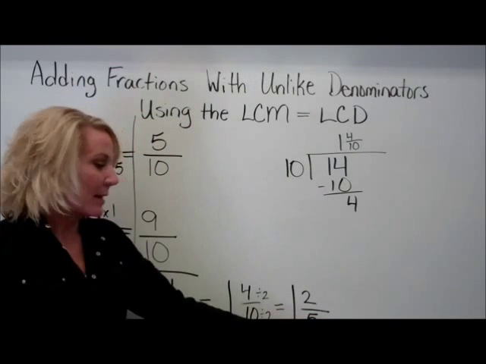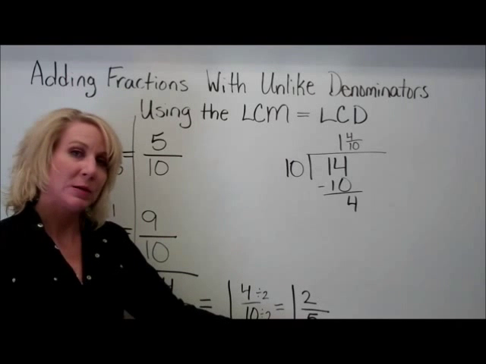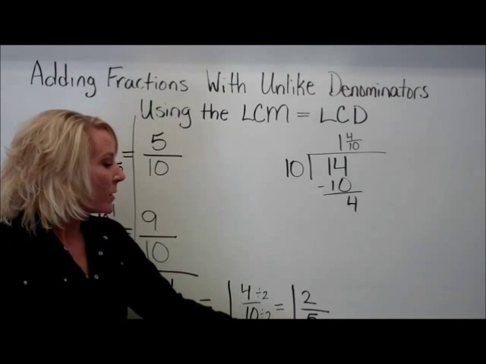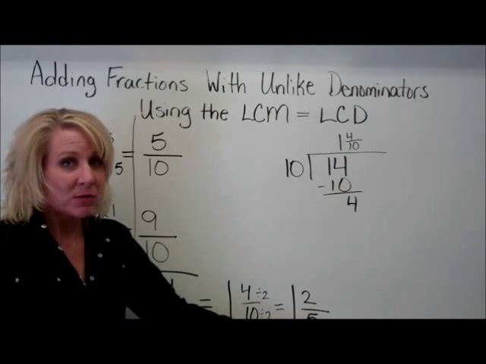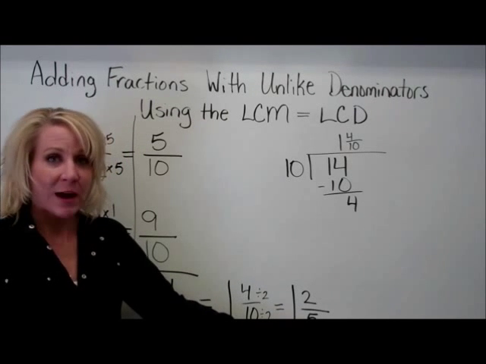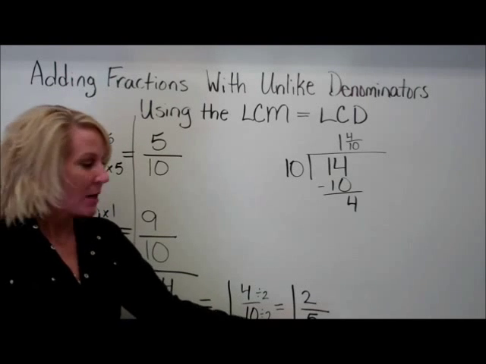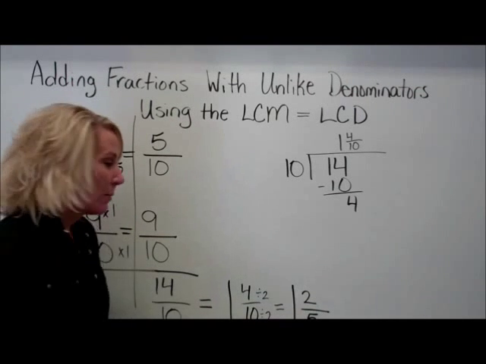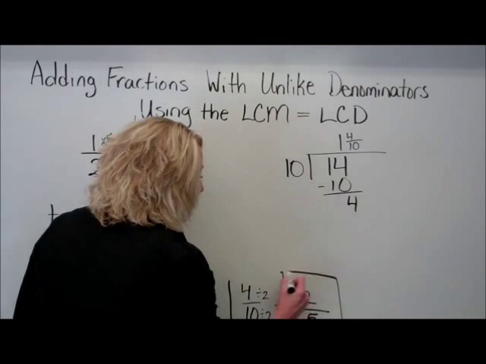Now we have to once again analyze the fractional part. Can it be reduced any farther? The only number that can divide evenly into both 2 and 5 is 1. And when that happens, we know that our fraction is reduced into lowest terms. So our final answer for this problem is 1 2/5.